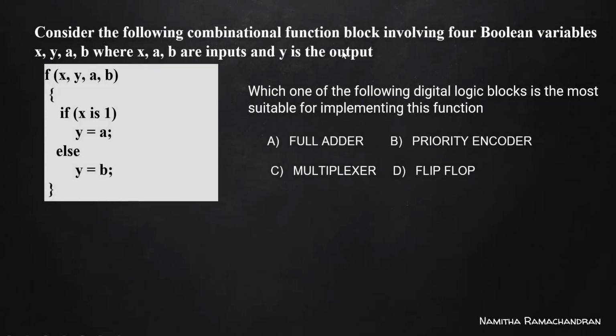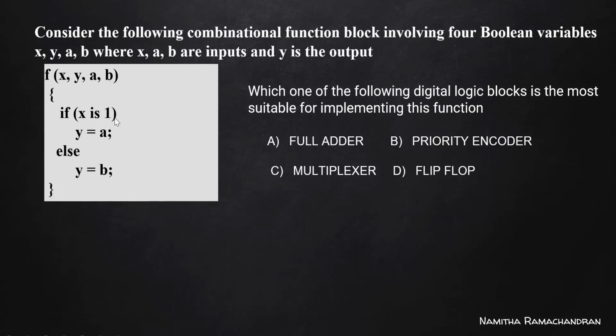Okay, consider another one. Consider the following combinational function block involving 4 Boolean variables x, y, a, b, where x, a, b are the inputs and y is the output. So the function is f with arguments x, y, a and b. If x is equal to 1, then y equals a. So y is the output line. Else y equals b. Only a single output.